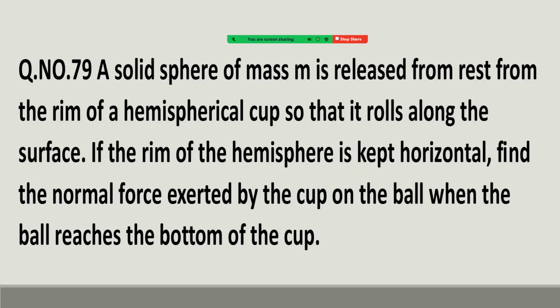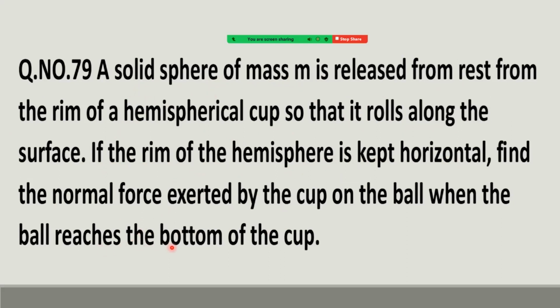Let's see what is given. A solid sphere of mass M is released from rest from the rim of a hemispherical cup so that it rolls along the surface. If the rim of the hemisphere is kept horizontal, find the normal force exerted by the cup on the ball when the ball reaches the bottom of the cup, given a solid sphere.